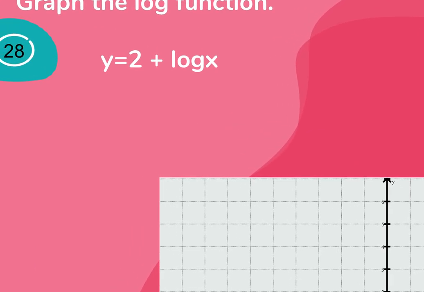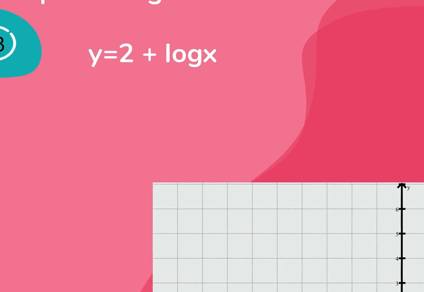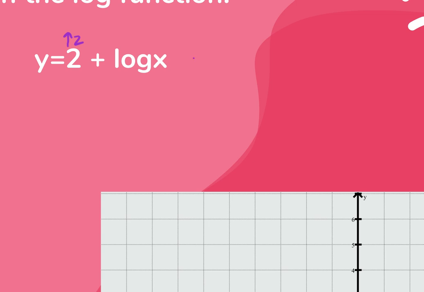Y equals 2 plus log of x. Is there a horizontal shift this time? No. What is that 2? So it's actually a shift up 2. So it doesn't move my vertical asymptote. My vertical asymptote is at x equals 0.